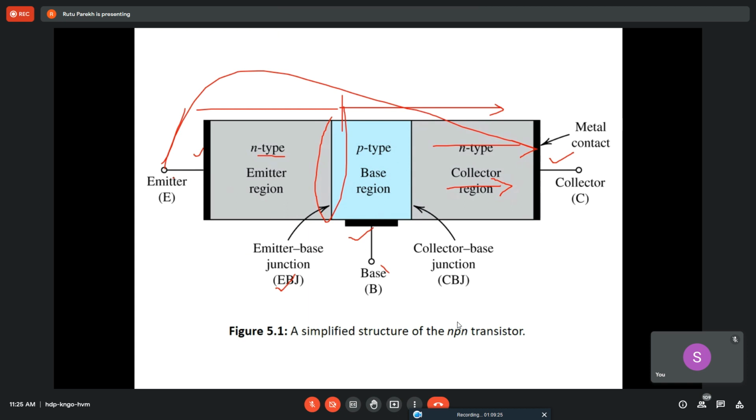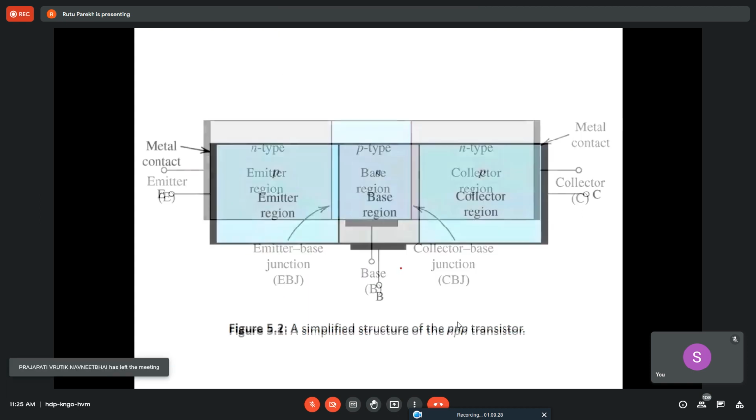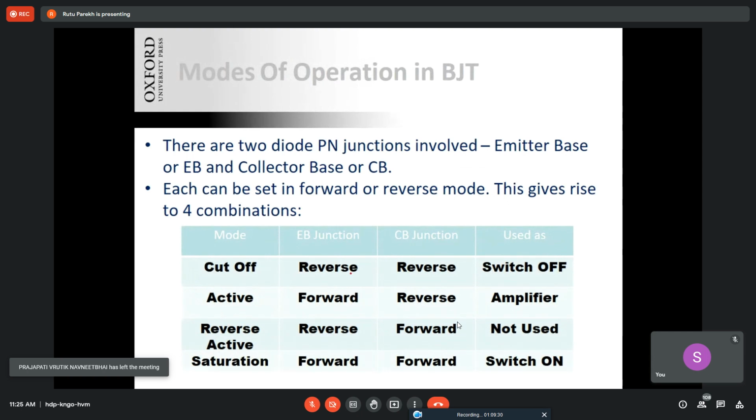Depending on how you bias them, both forward, both reverse, forward and reverse, or reverse and forward, you have different modes of operation. If you want to use it as a switch, you have to operate it in cutoff and saturation. If you want to use it as an amplifier, you have to make it operate in active mode, meaning your EB junction is forward biased and your CB junction is reverse biased.